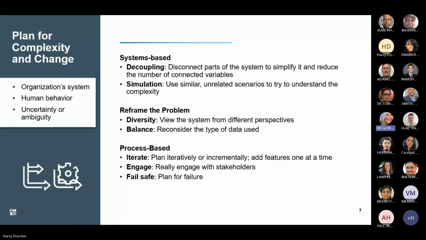So planning for your complexity in systems-based situations, you may be able to find some analogous systems and figure out from that what the impacts would be. Another thing that you can do is reframe the problem. Get a number of people to take a look at it from different perspectives. And if it's system-based, you're going to have people working on various aspects of the system. Employ them to look at the problem from some different perspectives.